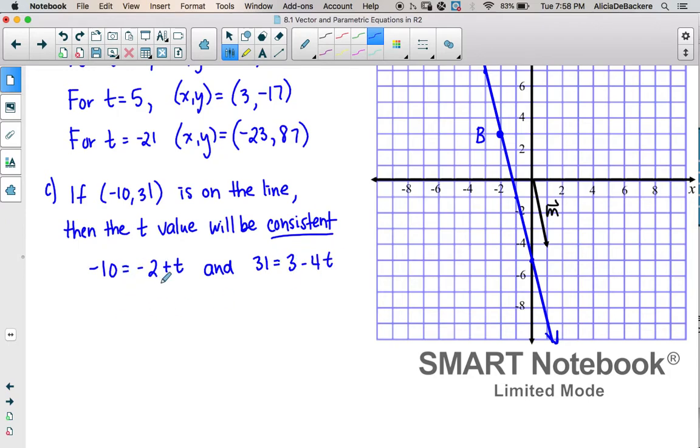And then I'm going to solve for t. So here I'm just moving the -2 over and adding it. So I get -8 equals t. I should get -8 over here if the point's on the line. So bringing the 3 over, I get 28 equals negative 4t, and when I divide out that negative 4, I get negative 7. And I got two different t values, and so therefore the point, this was called point Q, is not on the line.